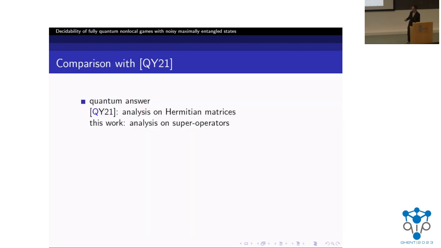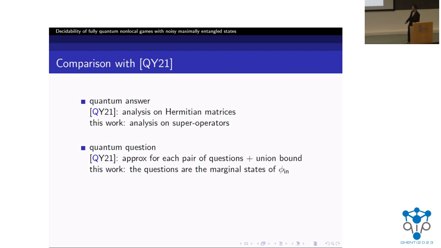This work generalizes the framework in our paper in 2021. Here are some differences. First, the answers are quantum. In our previous paper, we use Fourier analysis on Hermitian matrices, and in this work we extend it to super operators.